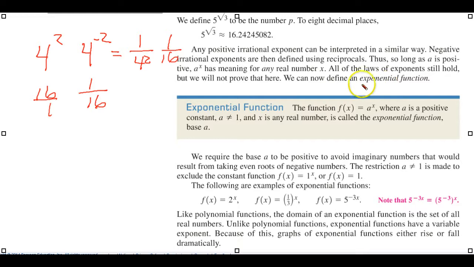So we can now define exponential function. The function f of x, which is our function notation, is equal to a to the x power, where x is our exponent and a is a positive constant, but cannot be equal to 1. So we define it as this could just never be 1, because 1 to any power is always just 1. So we exclude 1 from it. Okay, let's go on.